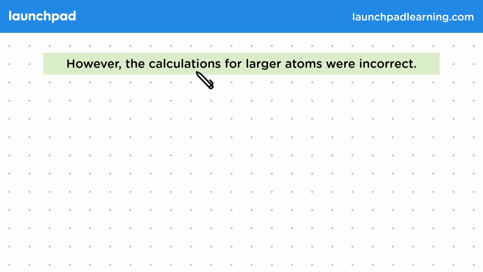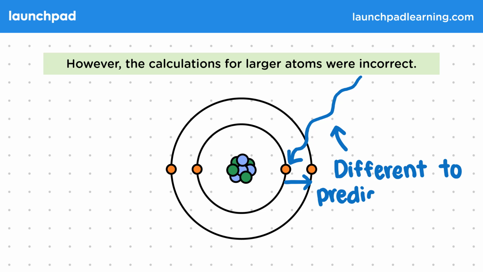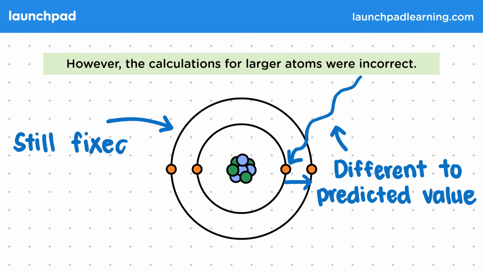Well, the calculations for larger atoms were incorrect. Bohr's model failed for larger atoms, as the method used to calculate energy levels in hydrogen no longer worked, and the values were different to the predicted value. Parts of Bohr's model still worked, as there are still fixed energy levels, and only certain wavelengths were emitted. You don't need to know how electrons are actually arranged for these larger atoms at GCSE, and you can assume Bohr's model still works for them.